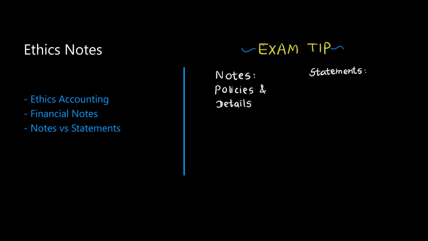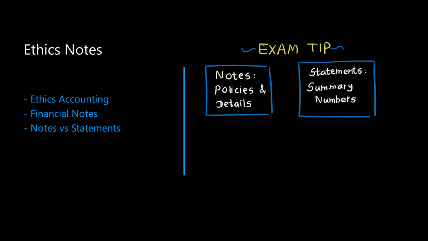Significant accounting policies go in notes. Detailed breakdowns of inventory categories might go in notes. The summary inventory number goes on the balance sheet. Both pieces work together to tell the complete story.